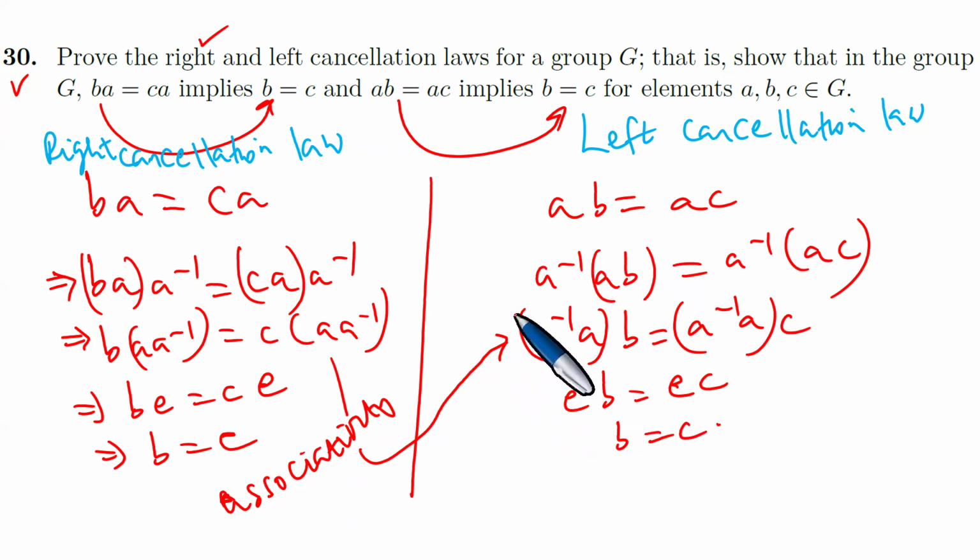Right, so this was too easy because we had to prove the right and left cancellation laws for a group G. That is, show that in the group G, whenever ba equals ca, it implies that b equals c, and whenever ab equals ac, it implies this. Any question?